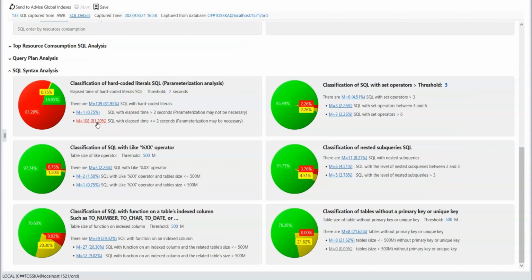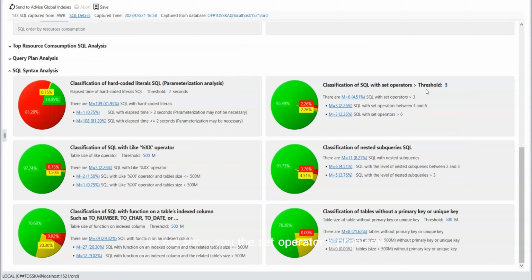So you can see that there are more than 108 SQL statements, which is up to 81% of total SQL statements, with hard-coded literals and execution times less than 2 seconds. Why are we using the less than 2 seconds criterion? Since compared with this execution time, the SQL parsing time will be relatively high. For example, if I talk about a 2 second execution time, and the SQL parsing time is 1 second, it's too high. So I think we are providing an indication of which SQL statements should be parameterized.